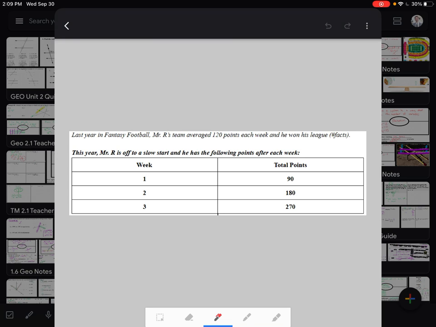Well, let's start off with a real-life example. So true story here. Last year I won my fantasy league and I averaged 120 points each week. And then second, this year, off to a bit of a slow start through these first 3 weeks, haven't put up the points that I'd want to, some injuries.